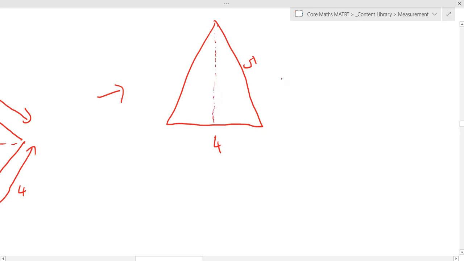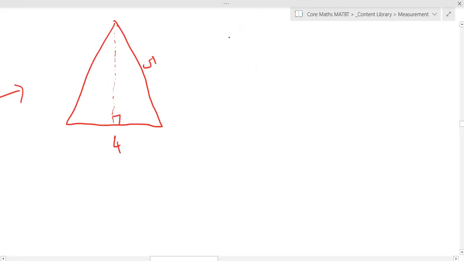Now, have a look at what I've done. Think back to Pythagoras. What can I do to find this height of the triangle? Yes, you can actually split this in half. So that's going to be 2, that's going to be 2. So if I break this down even further, I can see that this is 5, sure, but this is 2. So what is this length here? I'll just put a question mark.